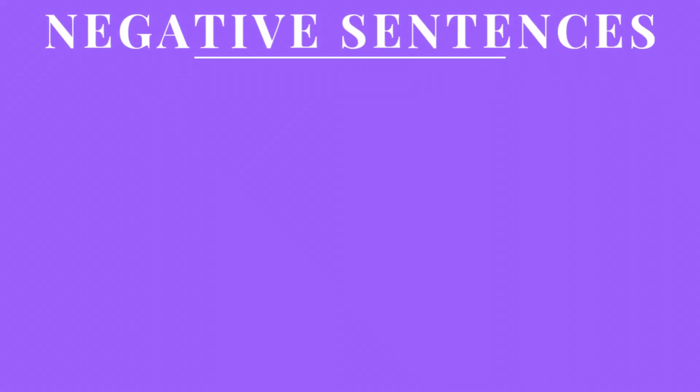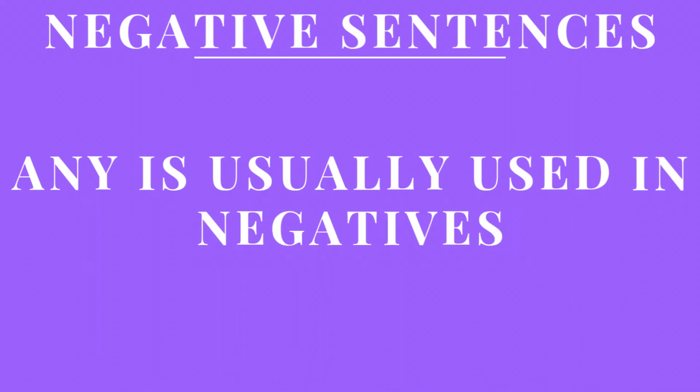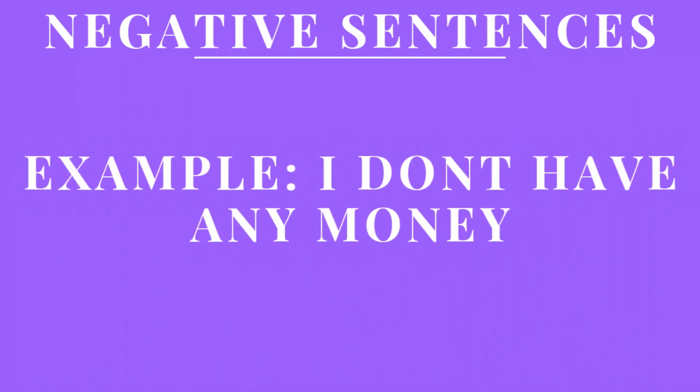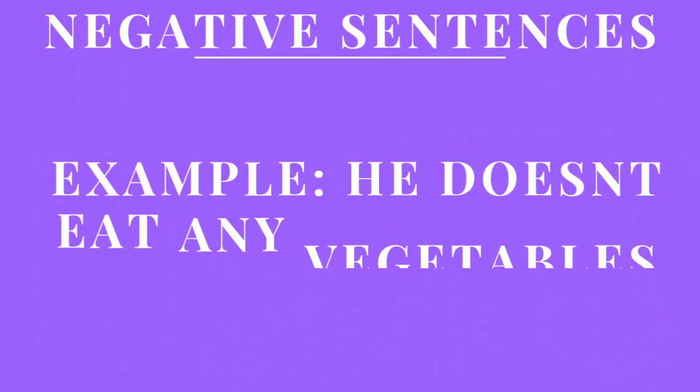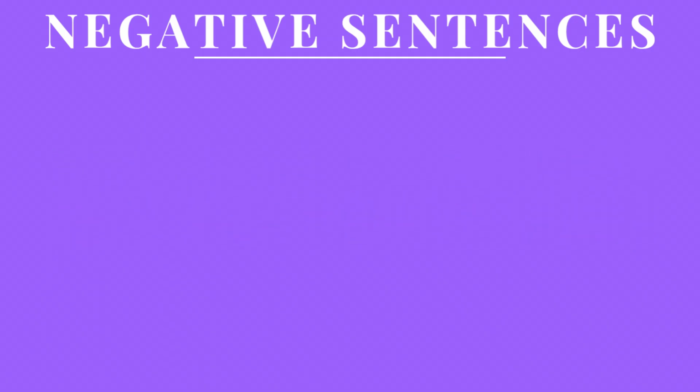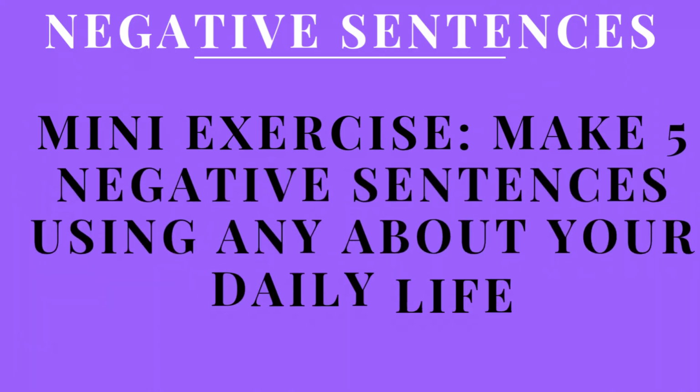Part 2. Negative sentences. Any is usually used in negatives. Example, I don't have any money. Example, he doesn't eat any vegetables. Mini exercise. Make 5 negative sentences using any about your daily life.